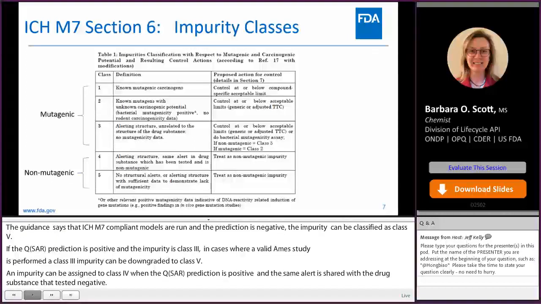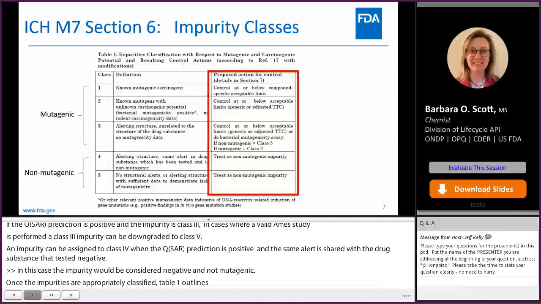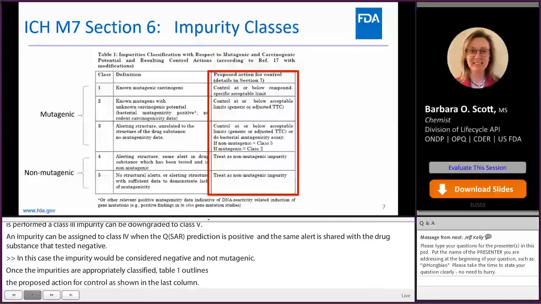Once the impurities are appropriately classified, Table 1 outlines the proposed action for control as shown in the last column. Classes 1 through 3 need to be controlled at acceptable intakes based on ICH M7, and classes 4 through 5 can be controlled per ICH Q3A or B.